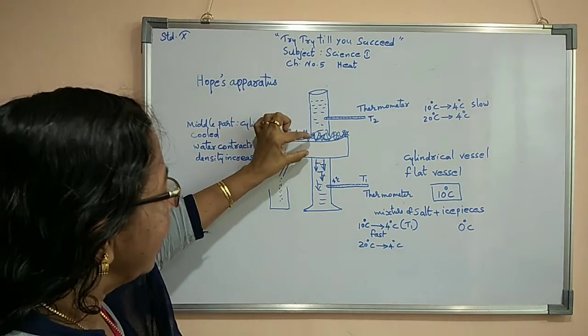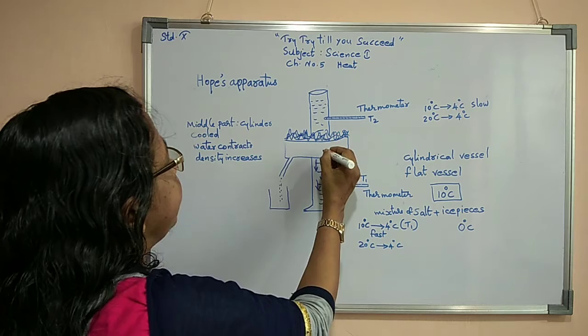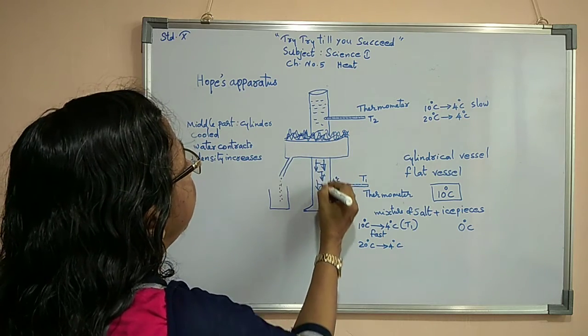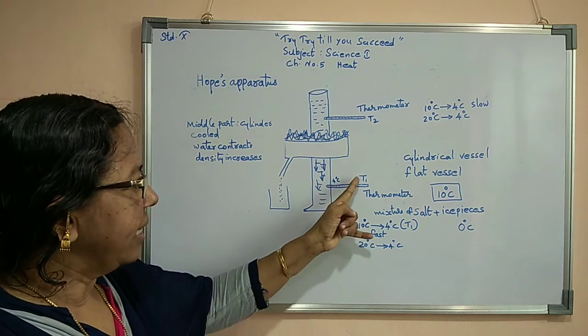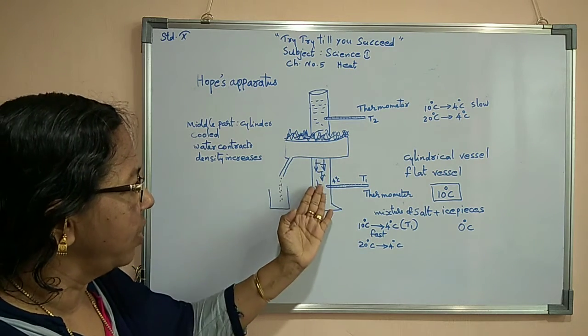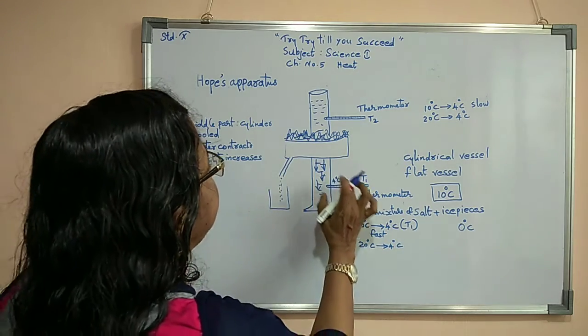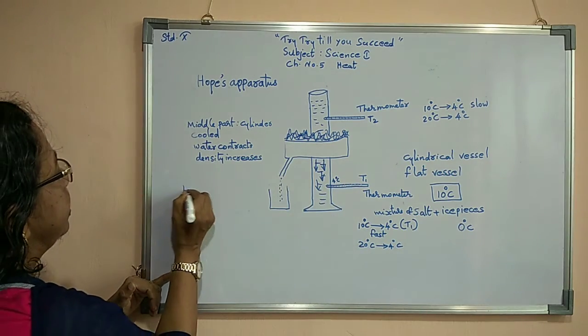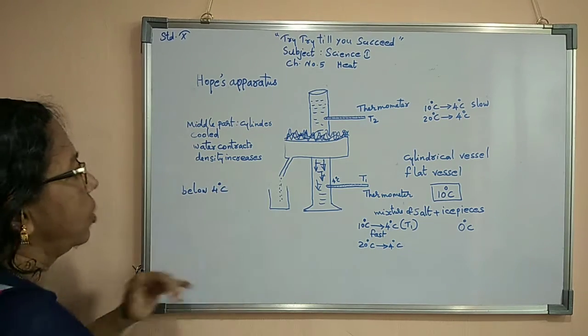First the middle part, then its density increases, water starts to contract, and as a result water starts to move downward. But here one problem is there. Only till 4 degrees Celsius its temperature lowers. Afterwards, further cooling takes place, that means below 4 degrees Celsius, water cools again.